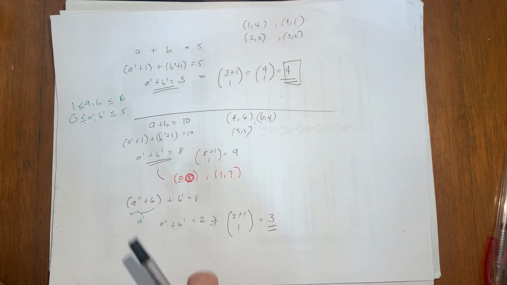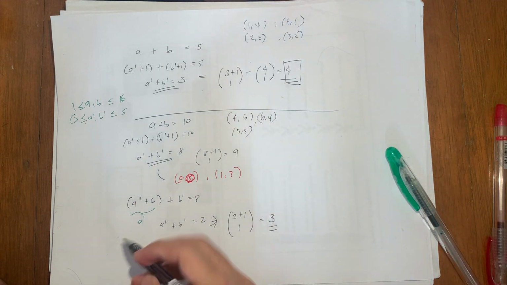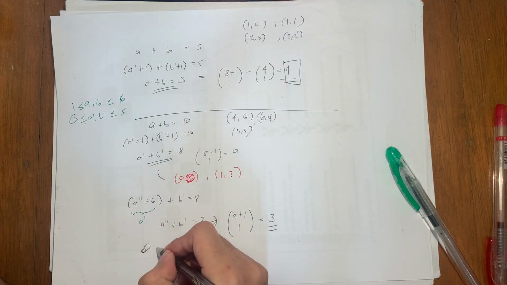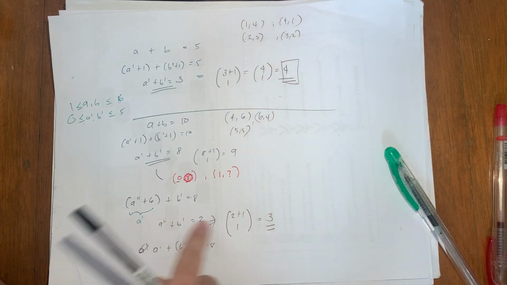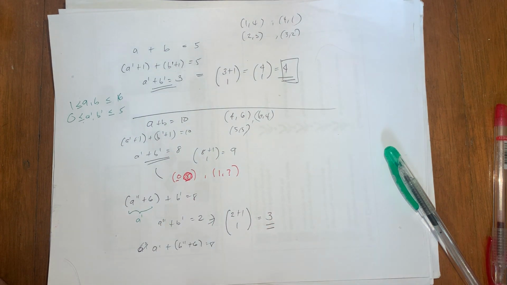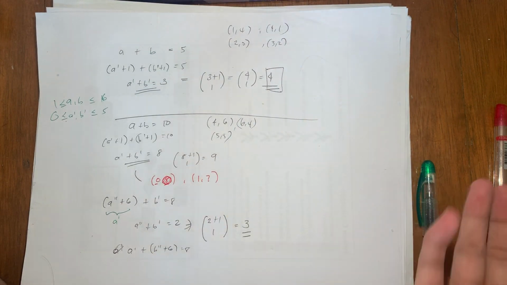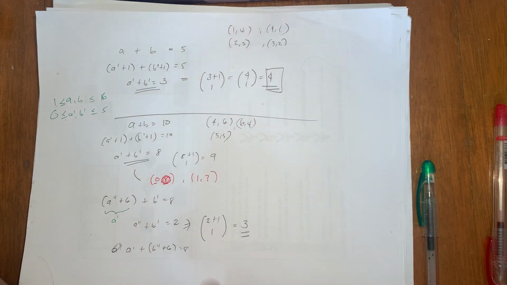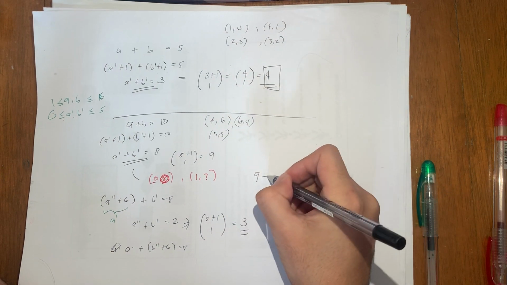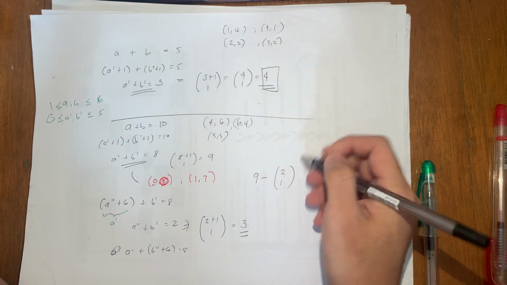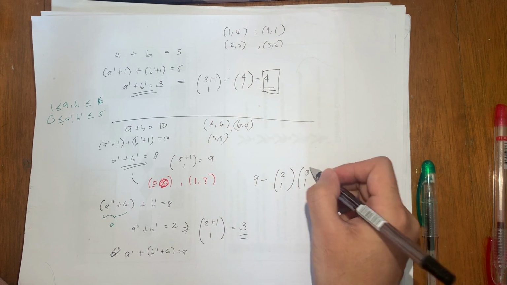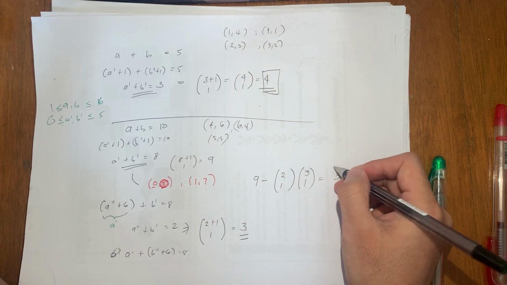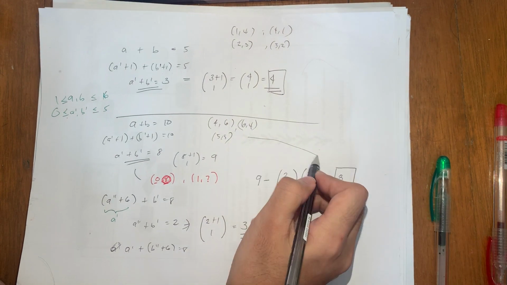Kasi, if you use the substitution naman na a prime plus b double prime plus 6 is equal to 8, you get something like this as well. So, as a way to shorten the solution, ang gagawin lang natin is to multiply the result by 2. So, the total number of solutions is 9 minus, that's 2 taken 1, times 3 taken 1 is equal to 3. Which is same lang sa nakuha natin kanina.